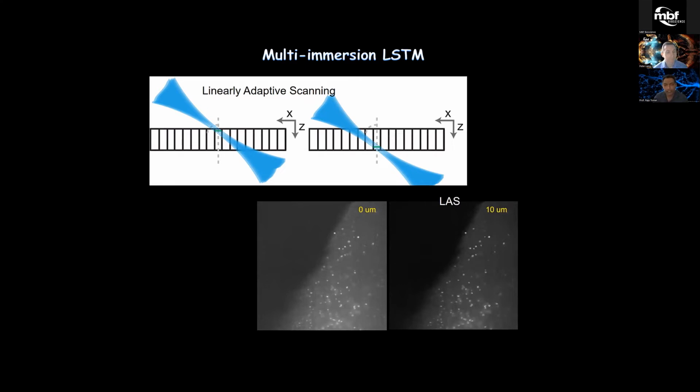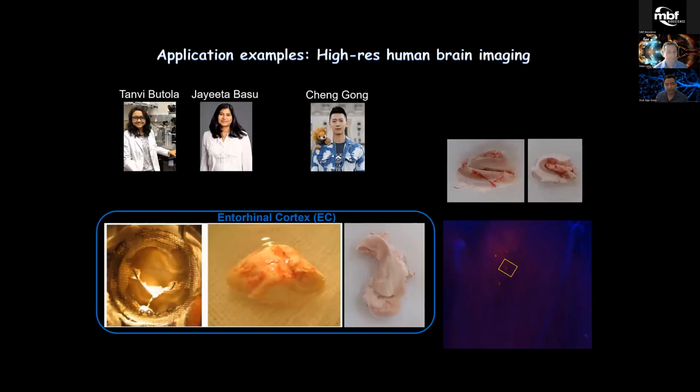All right, so in the next few slides, I want to show a couple of applications that we have been using the ClearScope prototype for, in collaboration with other labs with specific biological questions. The first example I want to highlight is a collaboration with Jaita Basu's lab at NYU.